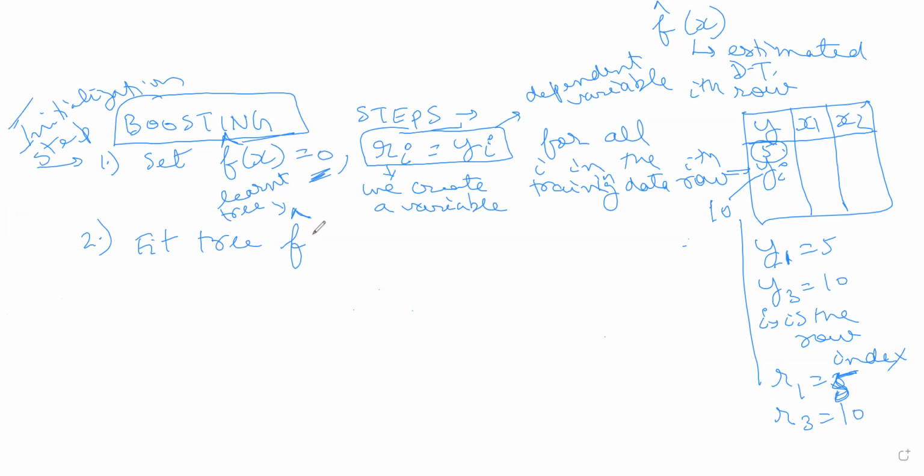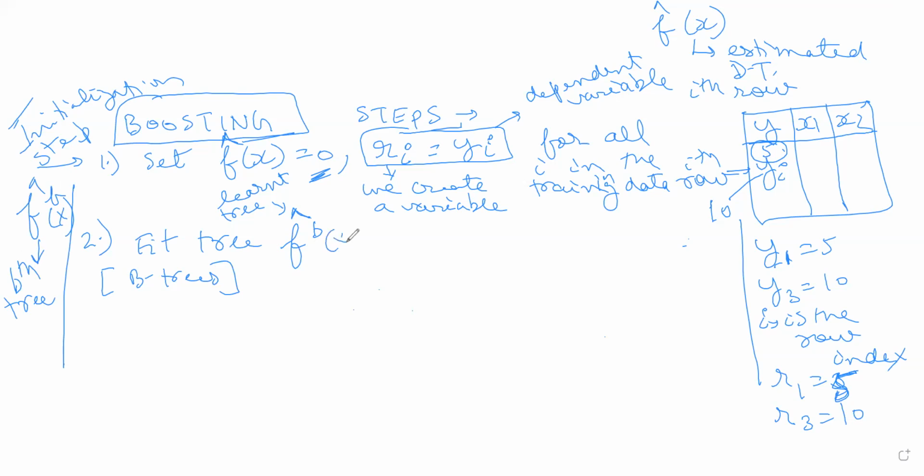So how many trees do you want to fit? Fit B trees, right? We know that from the previous discussion, f cap b of x. What does it mean? It means the bth tree. Remember, we discussed this in the bagging class just now. So when I say fit the f cap b, what does it mean? This is the bth tree. Okay. Are you with me?